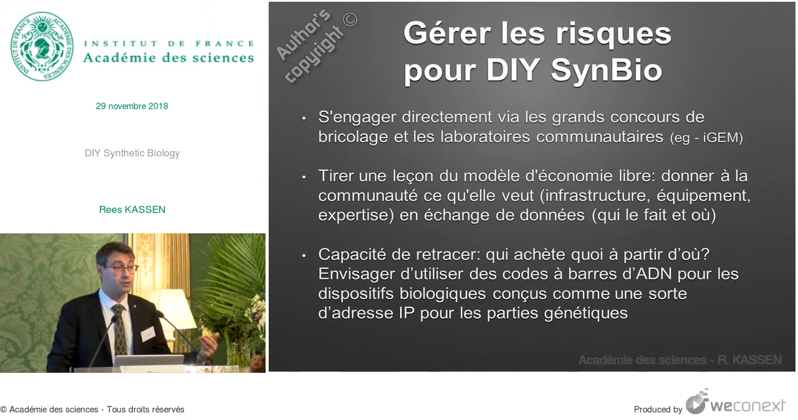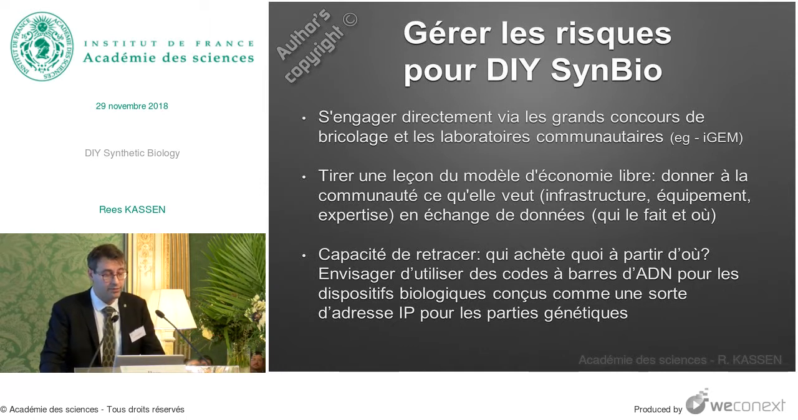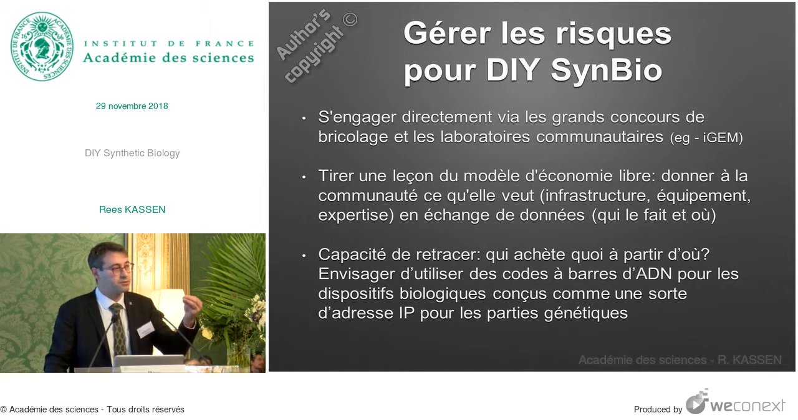Give them infrastructure, give them tools, give them expertise in exchange for some data on who's actually doing this, right? Who's involved. And we might want to think about developing a capacity to trace back bits of DNA so that we know where it comes from and where it's going, who produced it and where it's being delivered. It's sort of an IP address for bits of DNA, a DNA barcode. That would help in the event of an accident or an intentional release of something to be able to figure out where this stuff has gone and who's doing it.